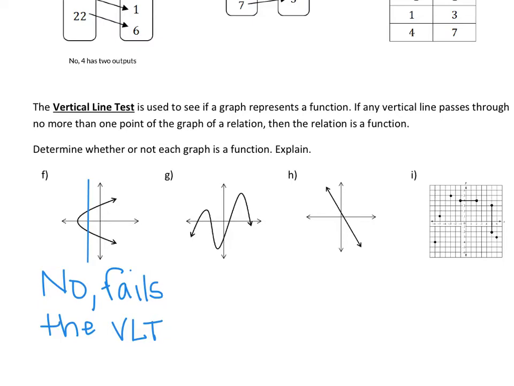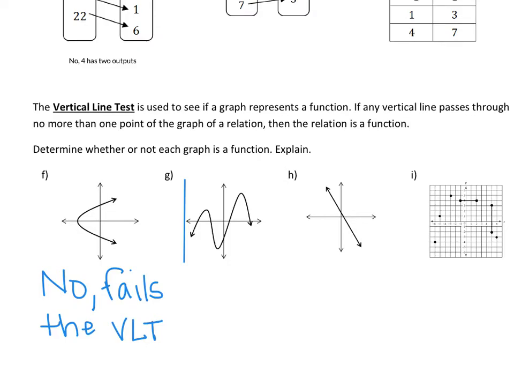Let's go ahead and look at letter G. I'm going to use our same vertical line, so let's bring it over. Again, I want to move it from left to right, and I want to make sure that it touches at only one point on our blue line. If the graph touches more than one point on the blue line, it fails the test.